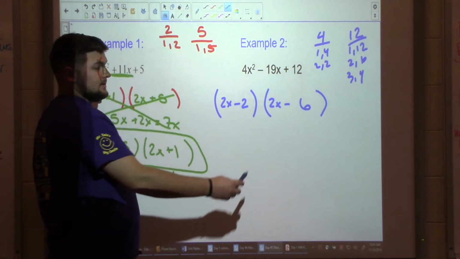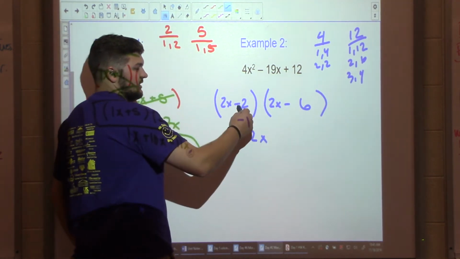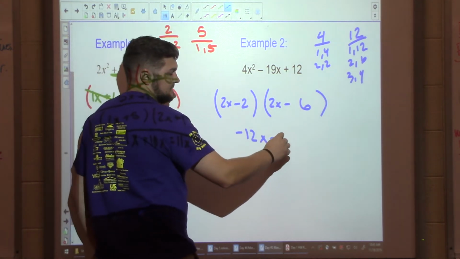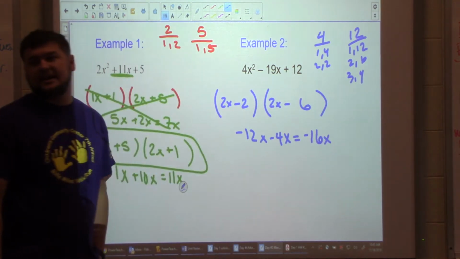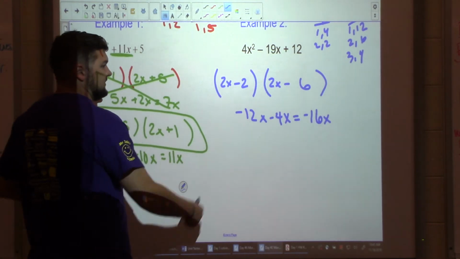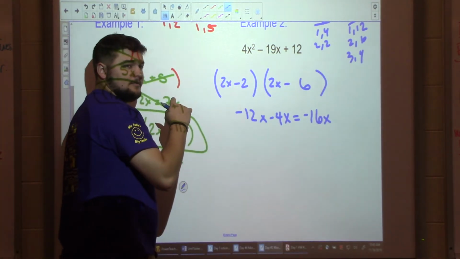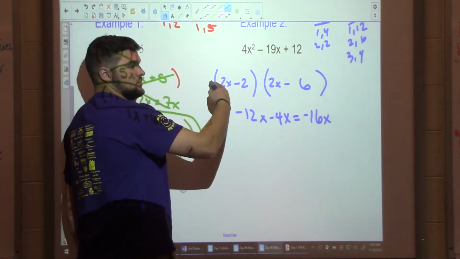Okay? So if I try it, 2 times negative 6 is negative 12x. Negative 2 times 2x is minus 4x. I get negative 16x. Is that what I'm looking for? No, so I know that's not the right combination. Would it help me if I switched 2 and 6 in this problem right now? No, because I'm multiplying by 2x either way, right?